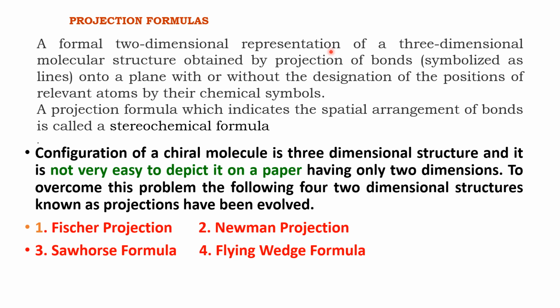Basically, we deal with four projection formulas. They are Fischer projection formula, Newman projection formula, Sawhorse projection formula, and Flying-Wedge formula. There is another one, the zigzag type formula, but we are giving importance to these four types of projection formulas.